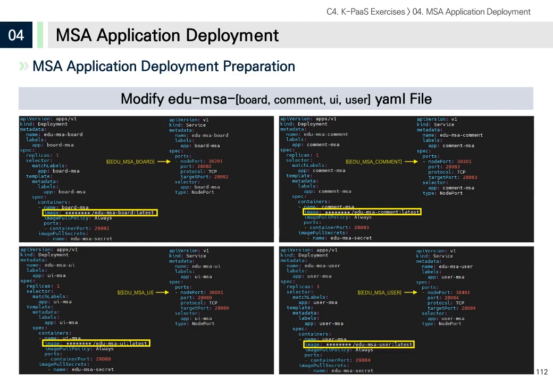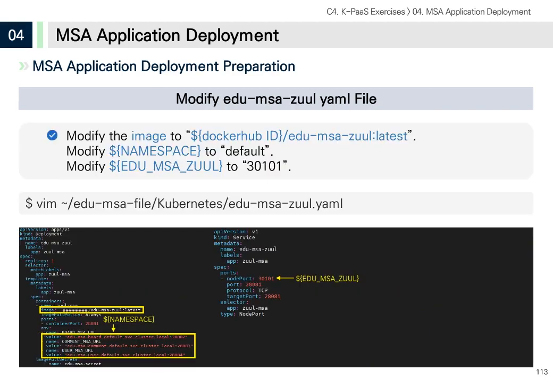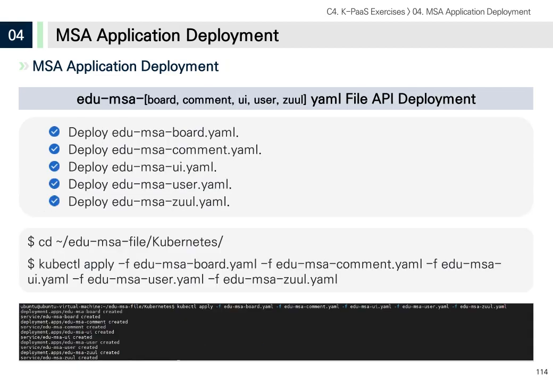After modification, make sure you have modified the YAML file properly. From the MSA Zuul YAML file, check whether the image, node port, and env namespace portions are modified as shown in the textbook. Compare it with the picture in the textbook to make sure. When setting of each project's Kubernetes YAML file is completed, proceed to container deployment. Use the command shown in the textbook to deploy all 5 YAML files.